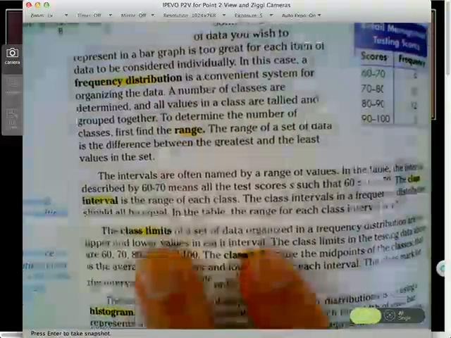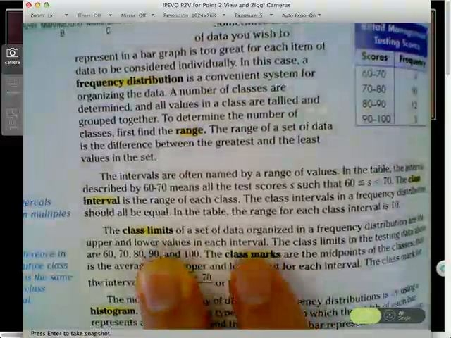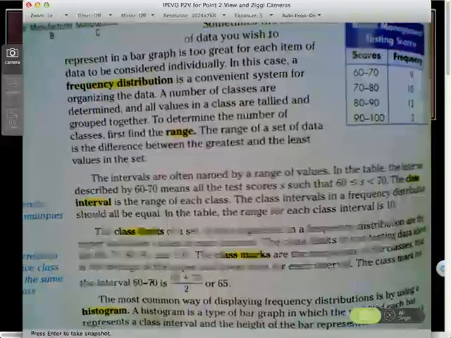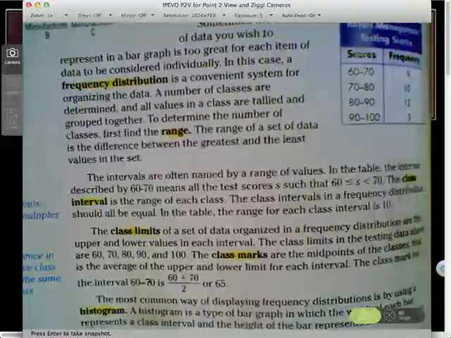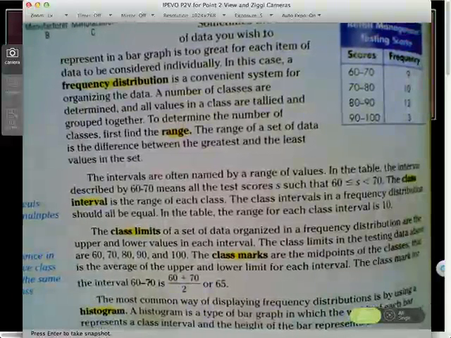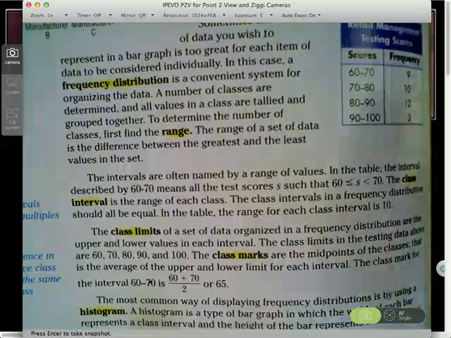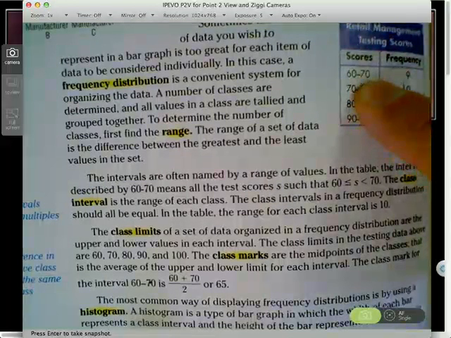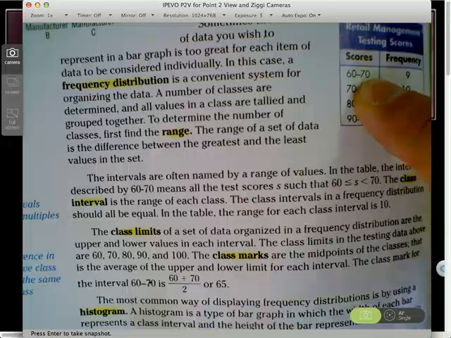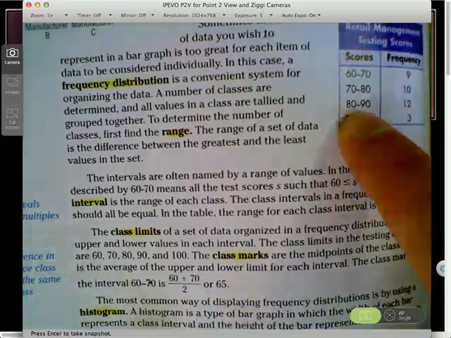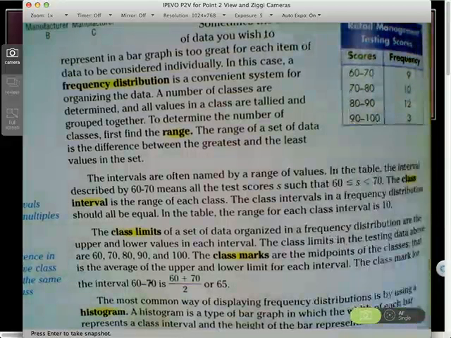The next term is the class limits, which are, for a set of data organized in a frequency distribution, the upper and lower values in each interval. So the class limits here would be 60 and 70. The class limits for this one are 80 and 90. So limits, think boundaries.